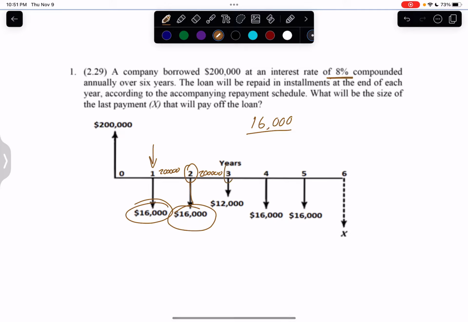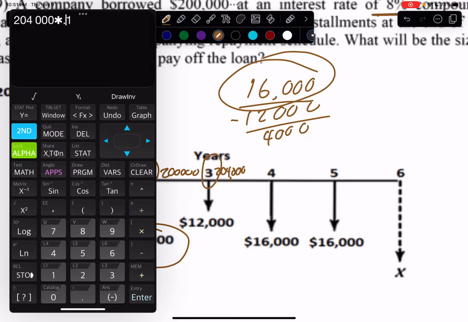And at the end of the third year, you didn't pay down all the interest. You only paid $12,000 of the interest. So now you're going to be carrying $4,000 in interest. So from year 3 to 4, you're going to carry a debt of $204,000. That whole year, you'll be carrying $204,000. So let's take $204,000 times 0.08.